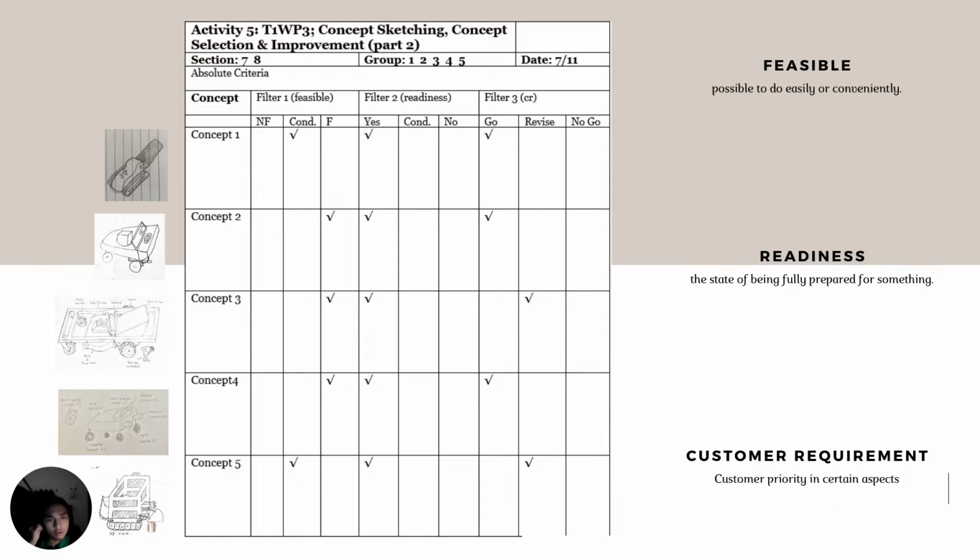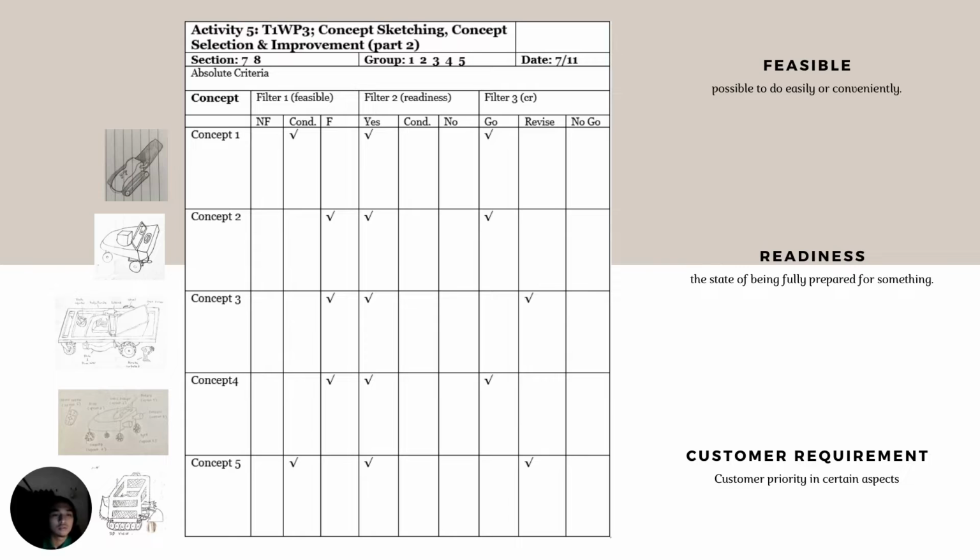First of all, Concept 1 from Zulnazmi. Concept 1 is feasible, however with a condition: the movement mechanism needs to be programmed due to its tank-style tire. Other than that, the concept is feasible. Concept 1 is in a readiness state, which means the spare parts are all in the market. Concept 1 meets the customer requirements from the survey, which are size, material, cost, lifespan, and many more.